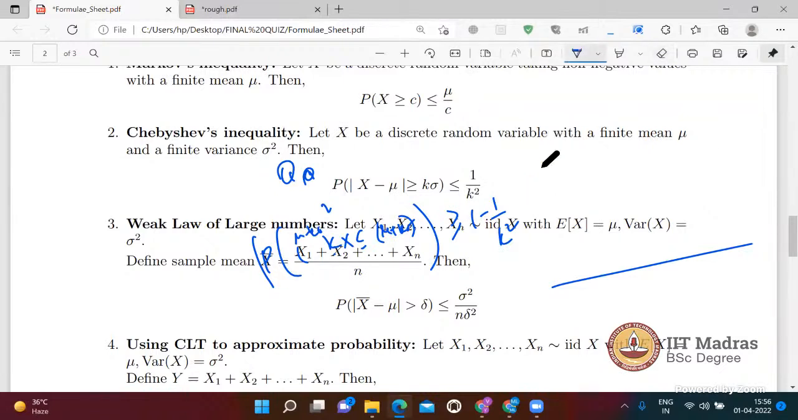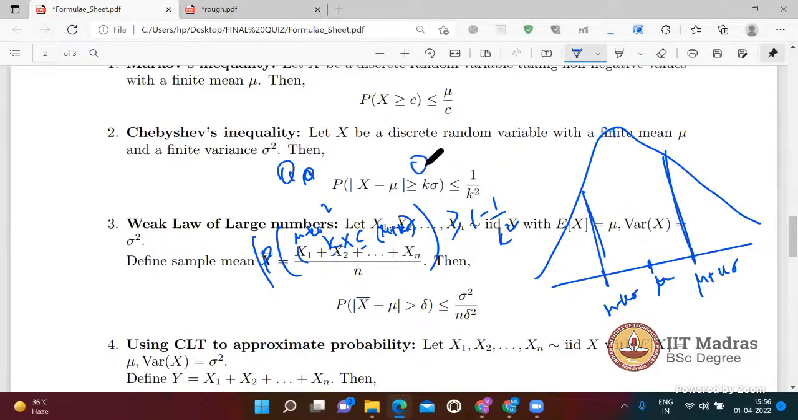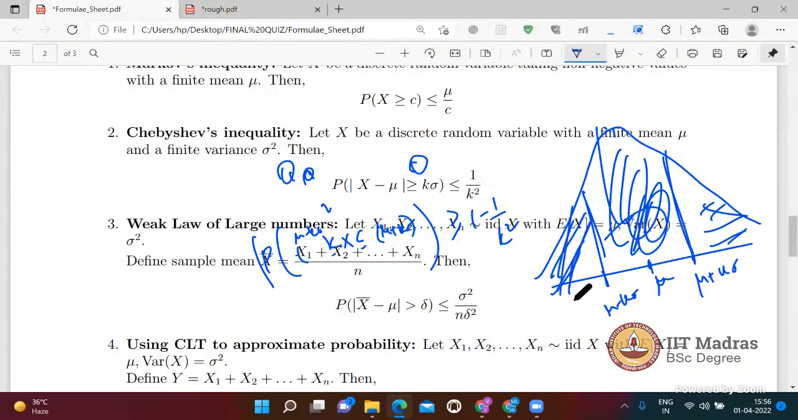Can you explain the second equation graphically? Okay. If you have some value x, this is mu plus k sigma, this is mu minus k sigma, and this is mu. So the first equation was this area, and the other is this area. Have you got the point? This area is between mu plus k sigma and mu minus k sigma, and the other is the remaining area.